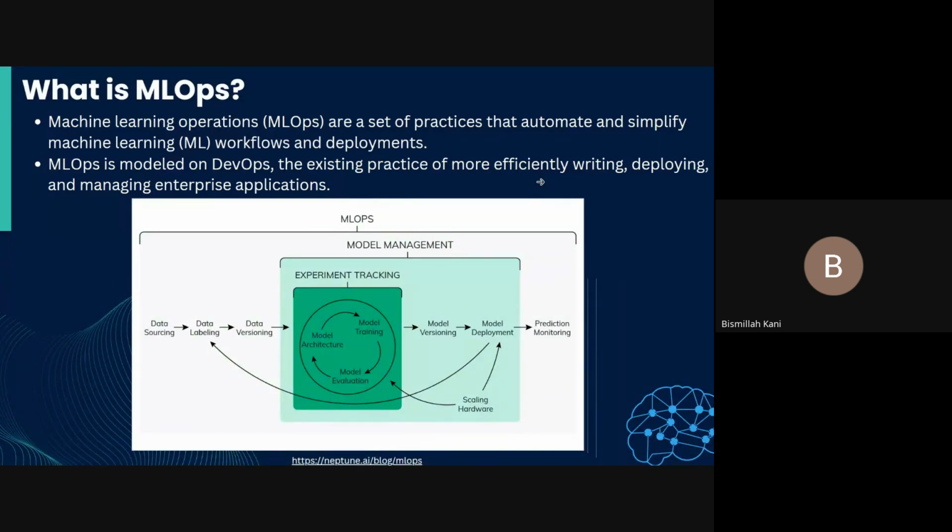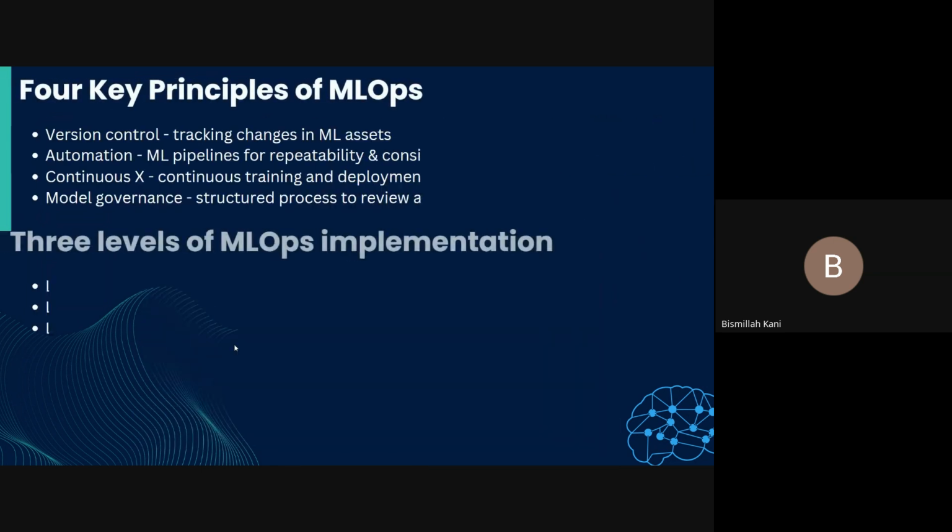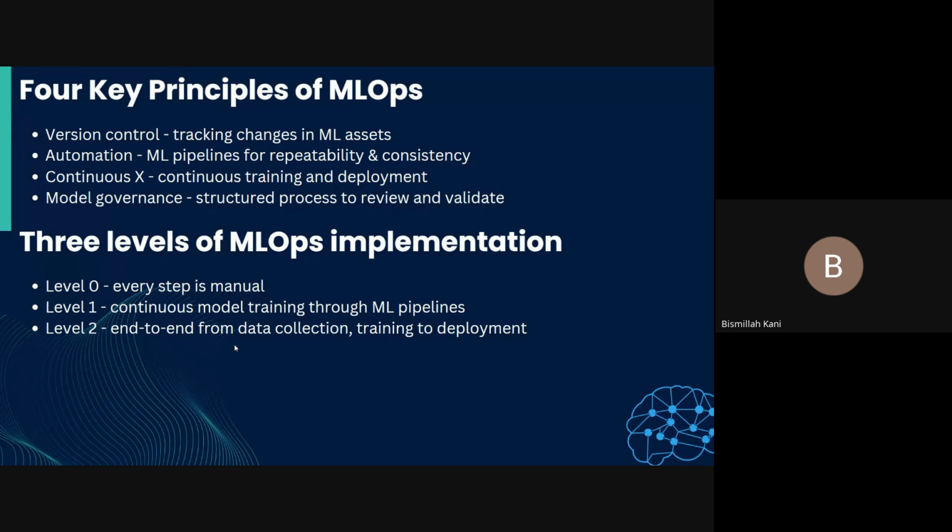Now, as we understood, there are a lot of nuances and a lot of intricate details involved here. It is not so easy to implement this and make this an end-to-end fully automated system. Okay. Now, what are the four key principles MLOps is built on? So the first one is called version control, right?